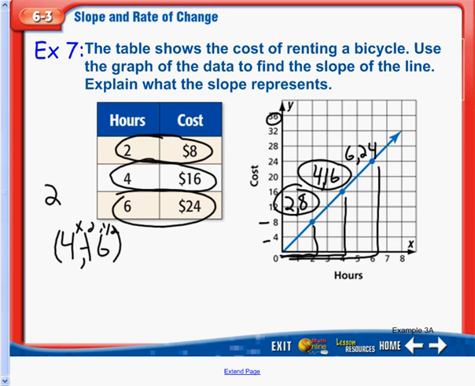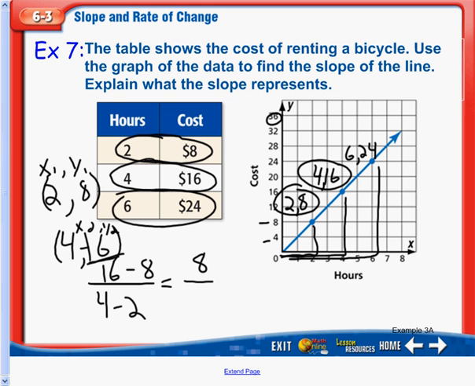And again, 2, 8. We always want our lowest point as our x1, y1, because then we have positive values when we're subtracting, especially when the slope's going up like that. And since 4 was our first point, we have to match 16 as the first one to make sure we keep a correct answer. So now I have 16 minus 8 along the top is going to give me 8, and 4 minus 2 is going to give me 2.